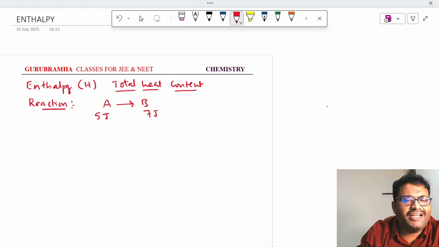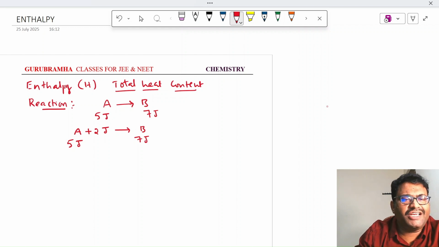Now when reactant A is converted into product B, there is some change in the heat energy or heat content. A is having 5 joules, whereas B is having 7 joules, but there is some change. Another way you can write it: A on absorbing 2 joules of energy converts into B. A has absorbed 2 joules and converted into B, and B is having 7 joules of energy.